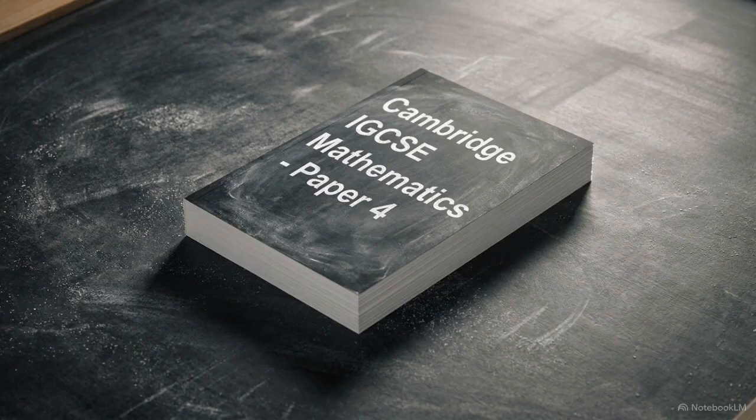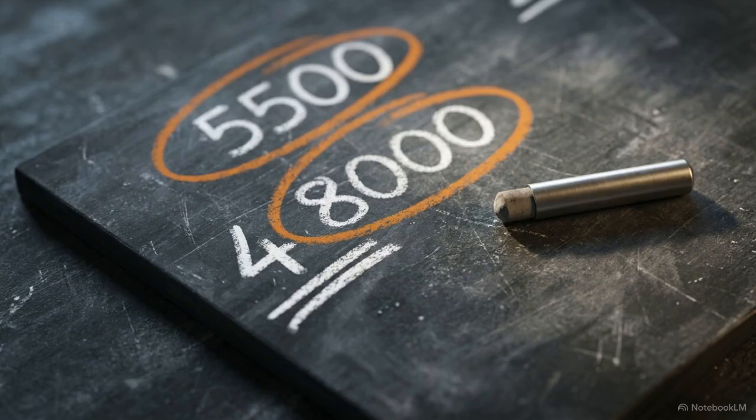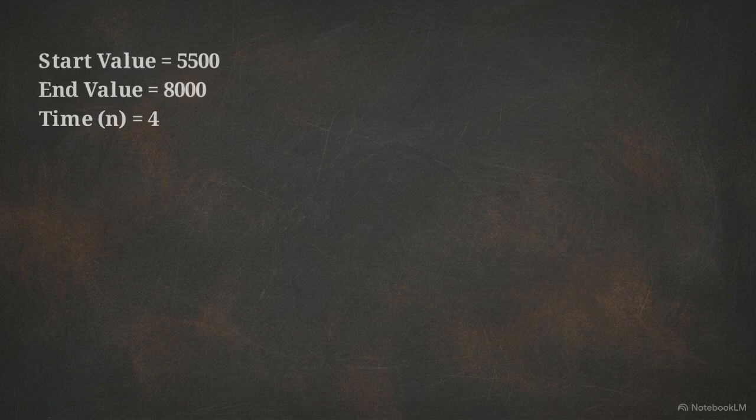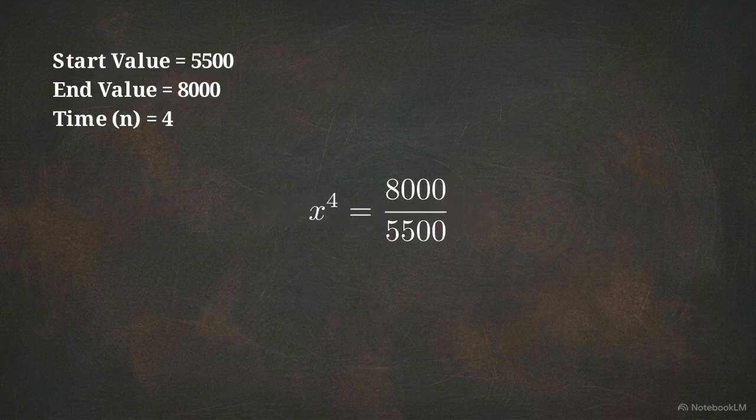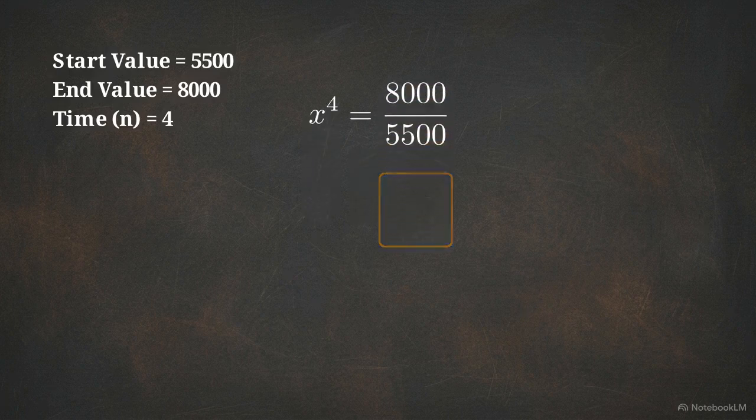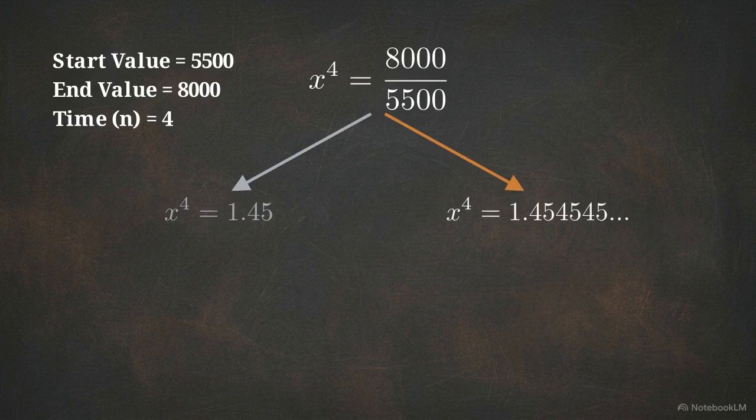Now let's look at a complex Paper 4 past paper question. We need to find an unknown annual growth rate where an investment grows from $5,500 to $8,000 over 4 years. Pause the video here. Assign x as your unknown multiplier and set up the algebraic equation. Here is the setup. 5,500 times x to the power of 4 equals 8,000.